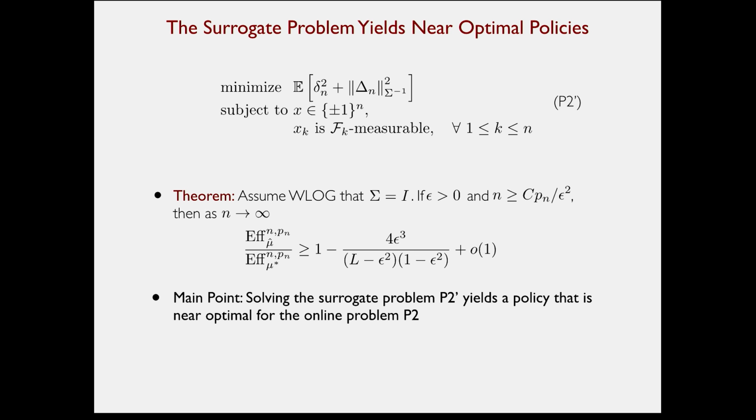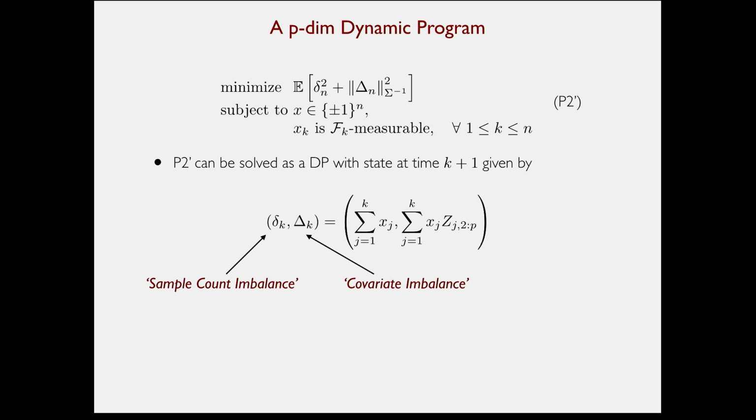So I went from one hard problem to a different hard problem, which is this one. First off, let's observe that at least I can write down a dynamic program for this problem. In particular, it's a dynamic program that admits a fixed dimensional state space representation. So the state I need to track over here is little delta k. That's a number, the imbalance between the two groups. And then capital delta k, which is the imbalance in the covariates between the two groups. This is still not easy because we're left with a high-dimensional dynamic optimization problem. It's fixed dimensional, but high. So it's a p-dimensional dynamic optimization problem.